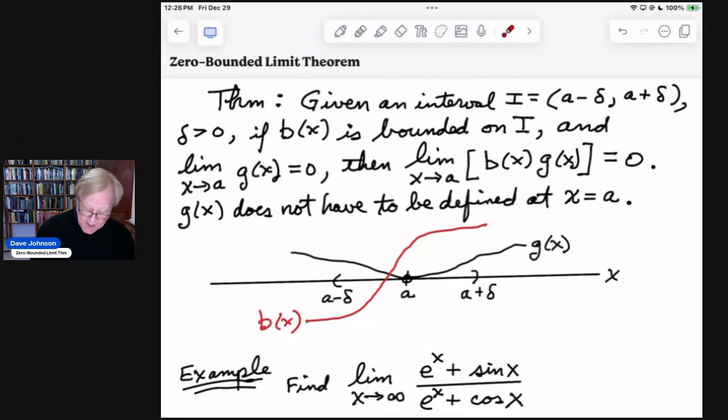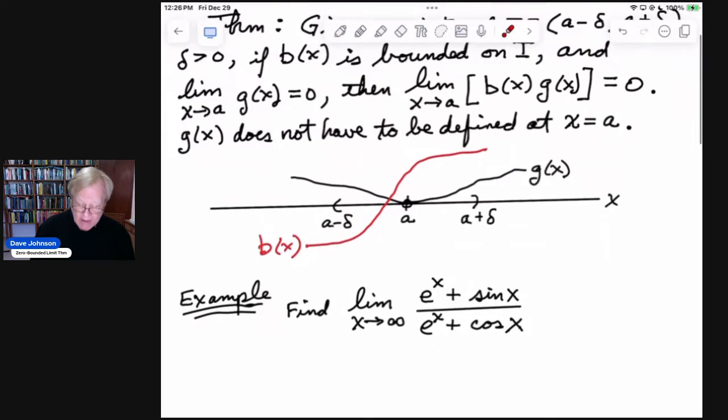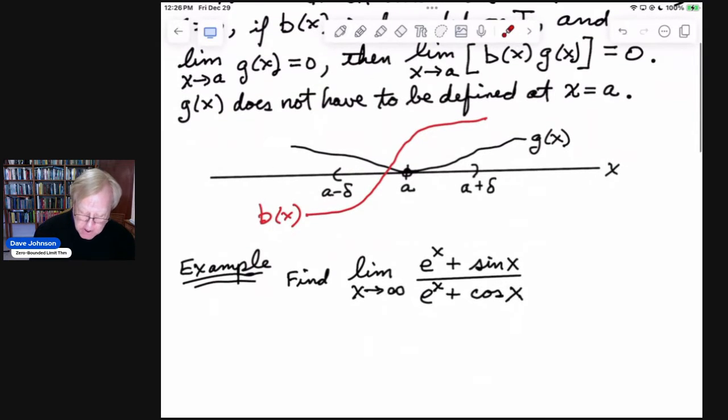Okay, so the example that I want to do, and we'll come back to the statement of the theorem as we need it, is this limit as x goes to infinity of e to the x plus sine x in the numerator divided by e to the x plus cosine x in the denominator. And it's obviously indeterminate. As x goes to infinity, e to the x goes to infinity, and so you get infinity divided by infinity, which is indeterminate.